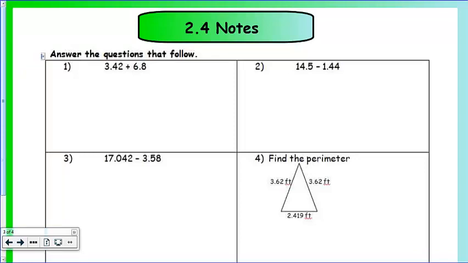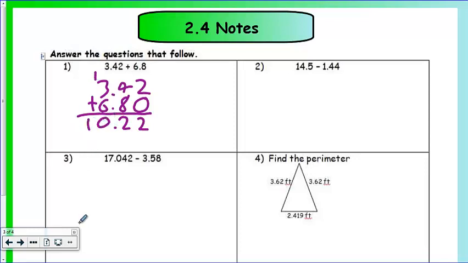Up first, we have somebody to help us with some adding. Go ahead. So all you have to do is, as Mr. Blaine said, line up all the decimals. And also add a 0 at the end. So then add them together. And that's it. Thank you very much.